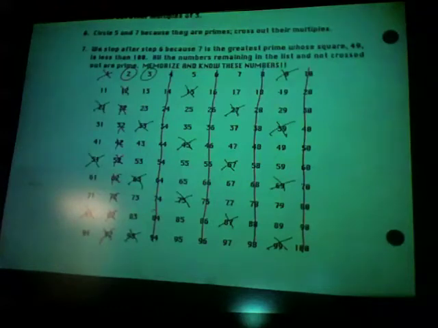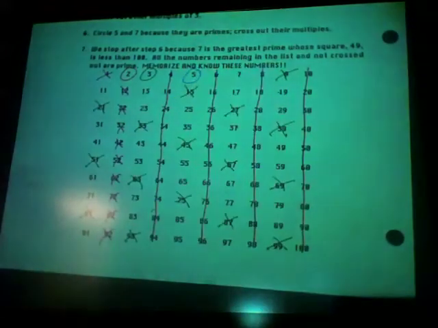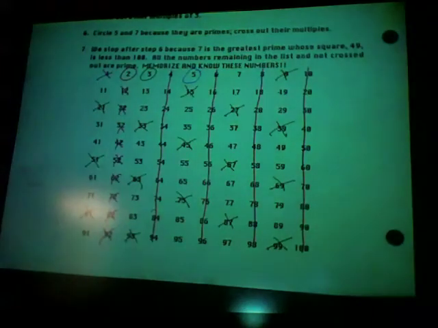So then step 6 says circle 5 and 7, but we're going to do them separately. Circle 5 first, because 5 is the next number that's not crossed out. It's prime. The only thing that divides into it is 1 and 5. That means that anything divisible by 5 should be crossed out. Well, I have this chart arranged in rows of 10. So aren't all of these ending in 5?